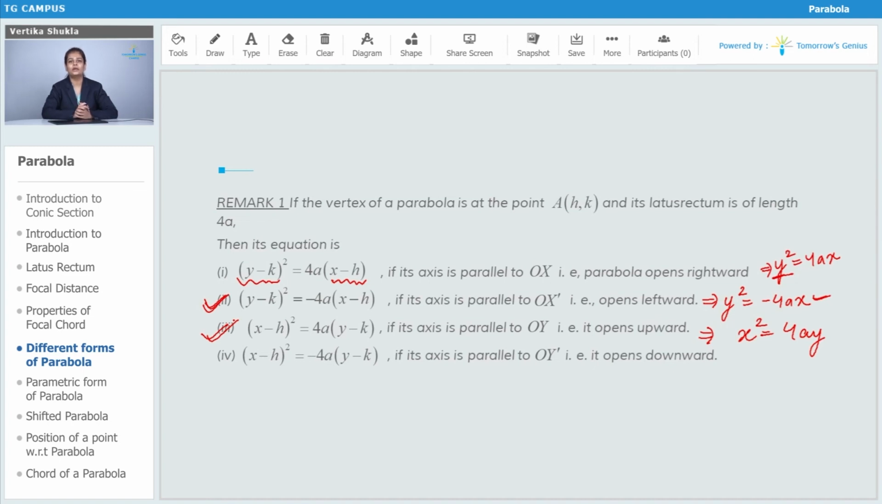Coming to the fourth point. The fourth point says that if the axis is parallel to OY dash. What is OY dash? OY dash means the negative direction of the y-axis. Negative direction of the y-axis means it is similar to x square is equal to minus 4ay. But the only change is what? That its vertex has shifted to h, k. So, the equation will now be x minus h whole square is equal to minus 4a into y minus k. So, these are the 4 parabolas with shifted vertex but somewhat similar to the standard parabolas that we have already done.